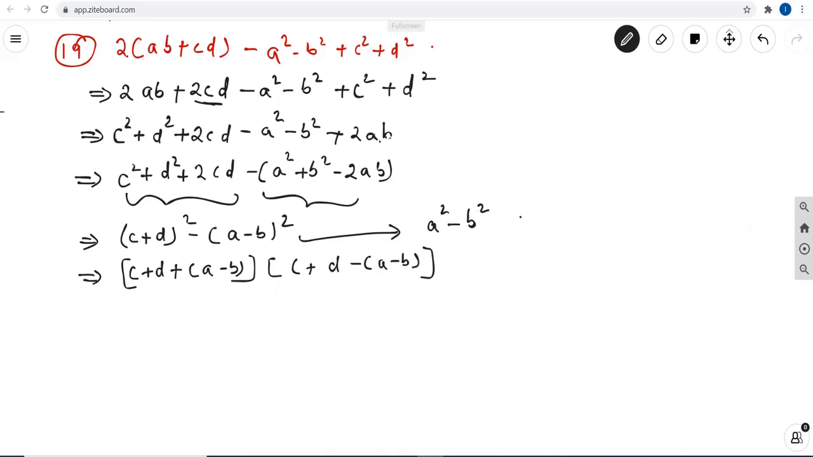So we will multiply and we will remove the bracket. So this becomes C plus D plus A minus B, one term. Okay, one more term is C plus D minus A plus B. So this is one more term. Okay, so this is the solution for your problem number 19.